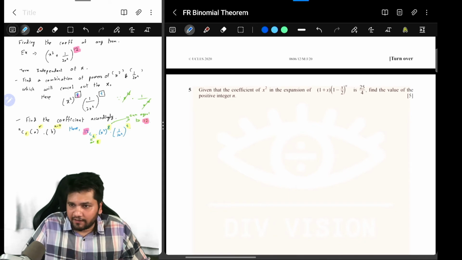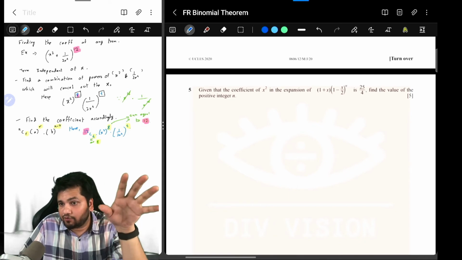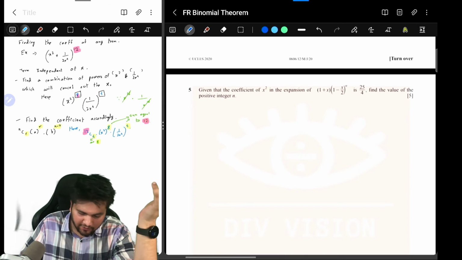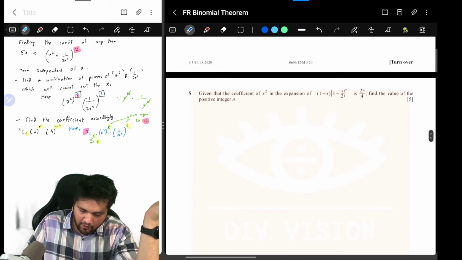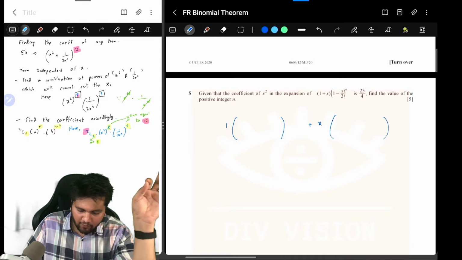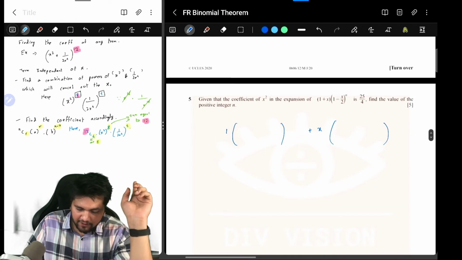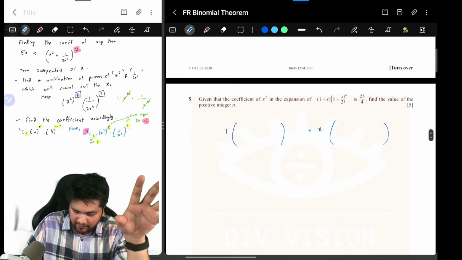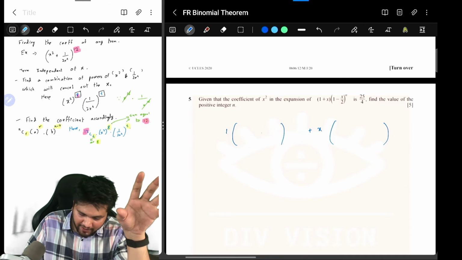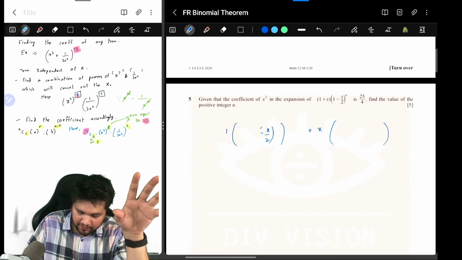Okay, so again they have given the coefficient of x square, so we are just going to concentrate on that. Now see, 1 plus x is there. Obviously 1 will be multiplied by something and plus x will be multiplied by something, and I want x square. So 1 will be multiplied with x square. Everyone pay attention, this is very important. 1 will be multiplied by x square, right? So basically I want minus x by 2 to the power of 2. Do you agree?